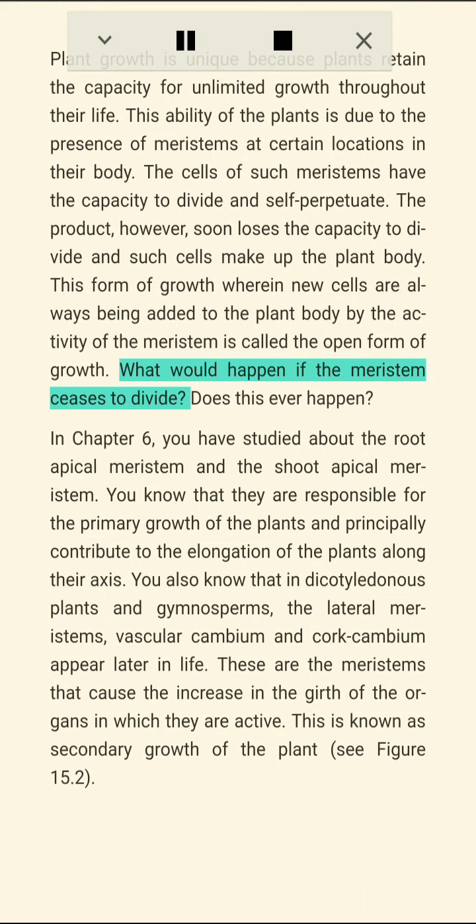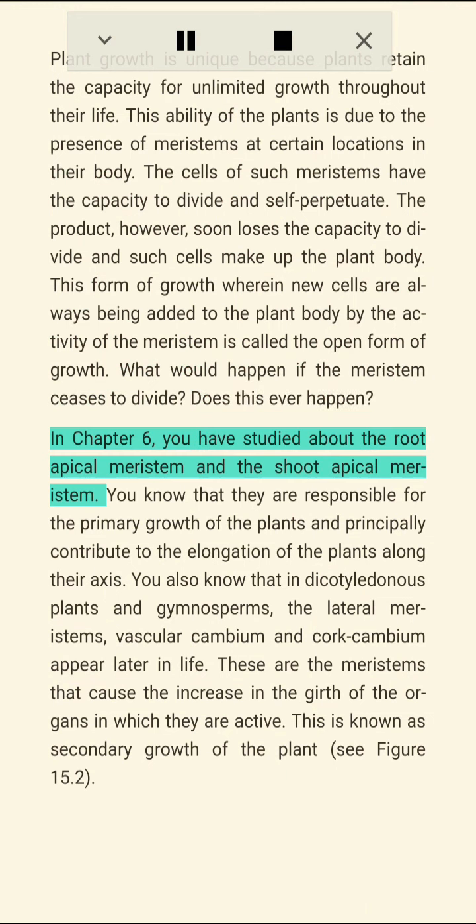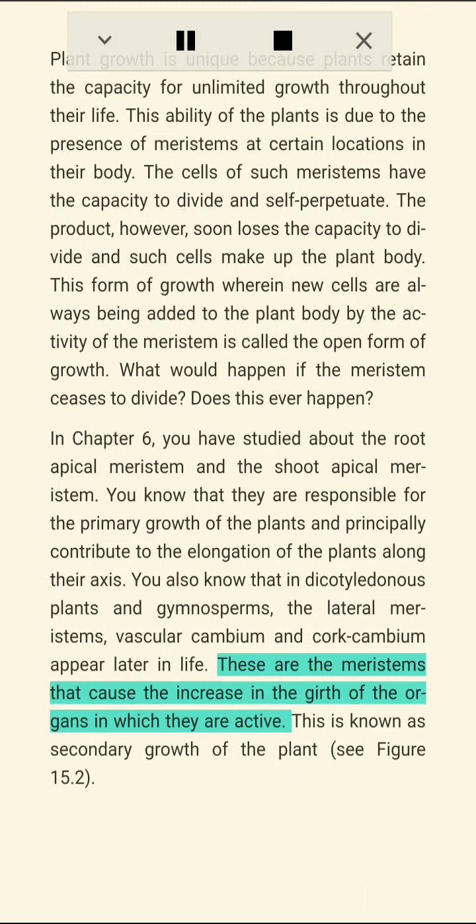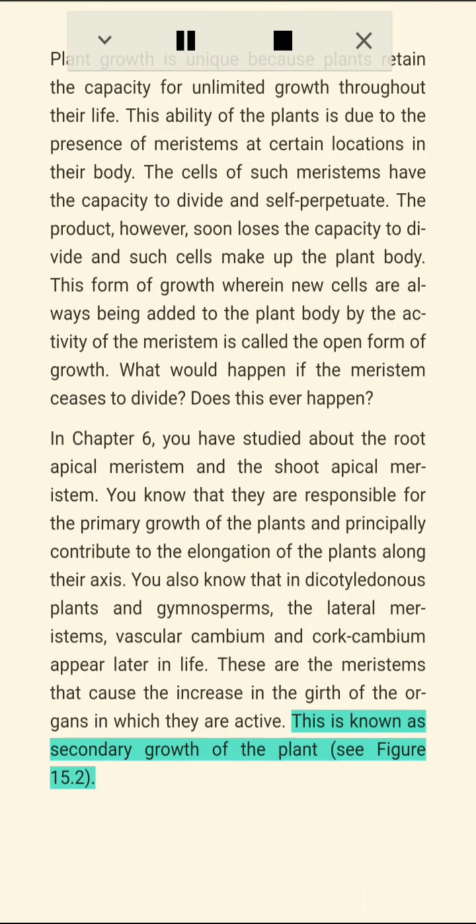What would happen if the meristem ceases to divide? Does this ever happen? In Chapter 6, you have studied about the root apical meristem and the shoot apical meristem. You know that they are responsible for the primary growth of the plants and principally contribute to the elongation of the plants along their axis. You also know that in dicotyledonous plants and gymnosperms, the lateral meristems, vascular cambium and cork cambium, appear later in life. These are the meristems that cause the increase in the girth of the organs in which they are active. This is known as secondary growth of the plant.